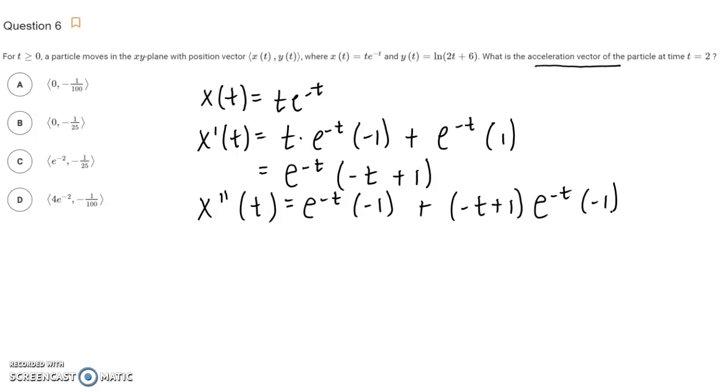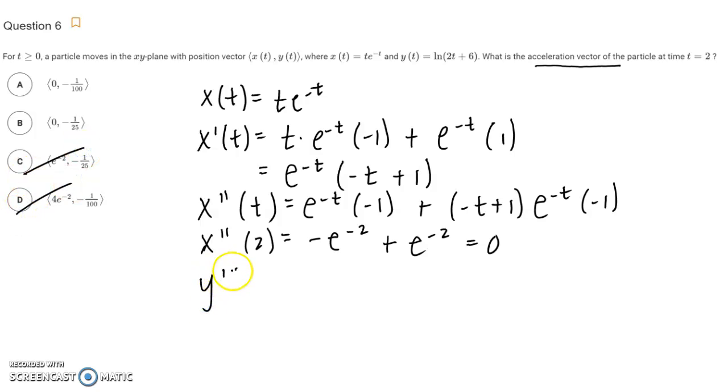Okay, so then at time 2, I get negative e to the negative 2. Negative 2 plus 1 gives me negative 1, but times negative 1, it'll make that another plus, e to the negative 2. So this is nice and easy. This gives us an x coordinate of 0, so I can eliminate c and d. So y prime of t is 2 all over 2t plus 6.